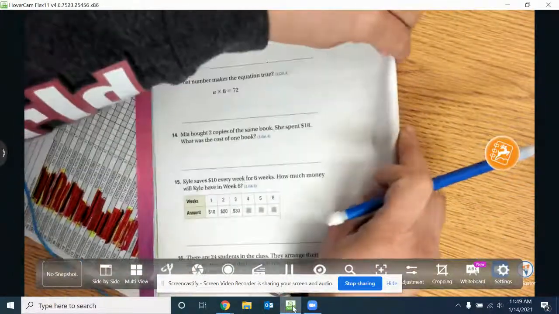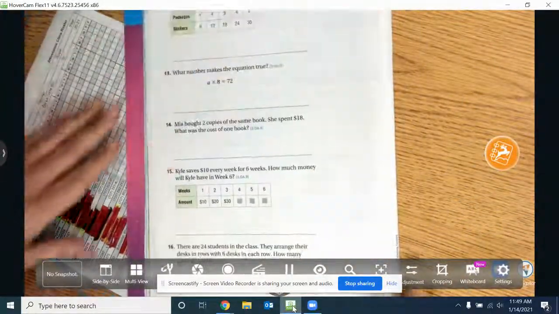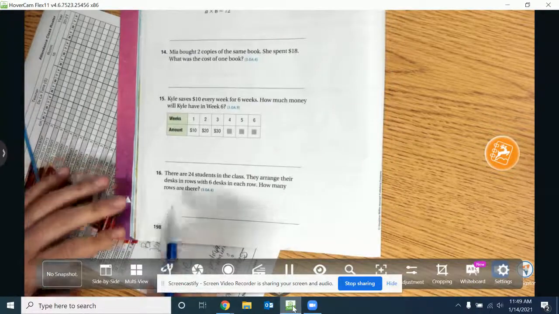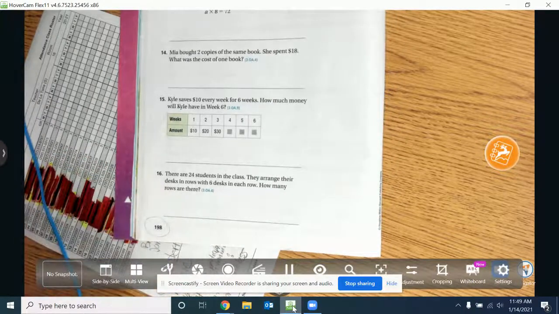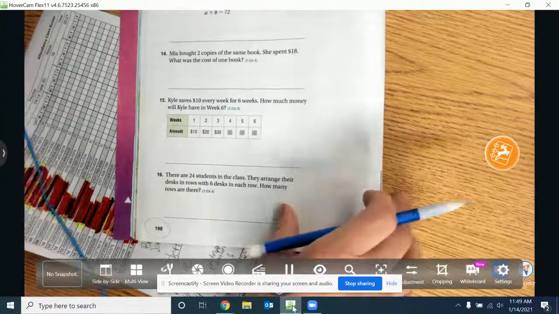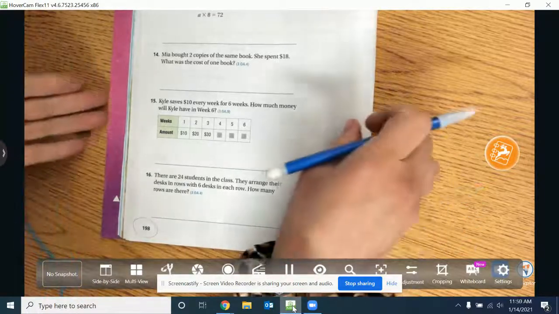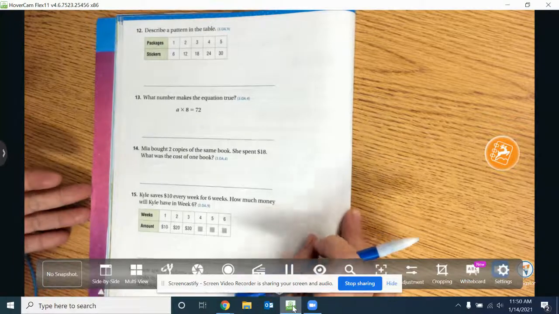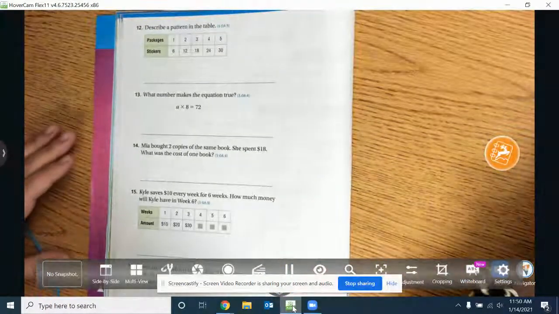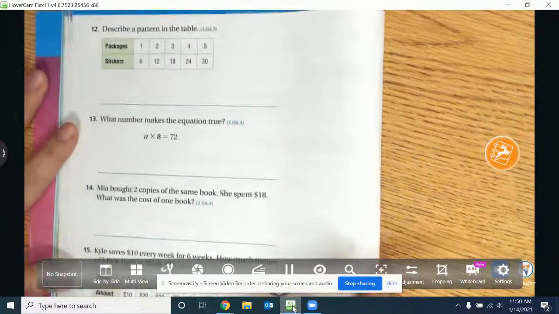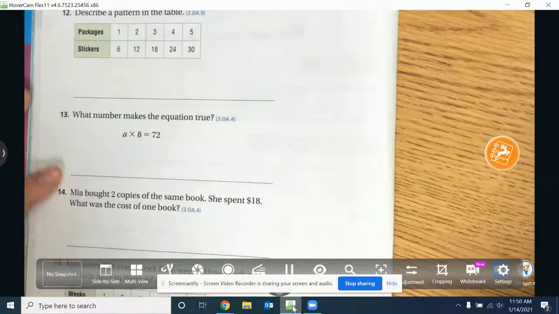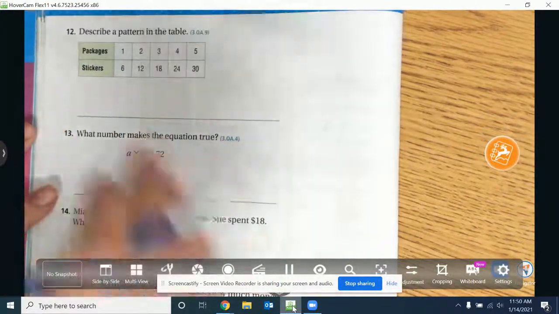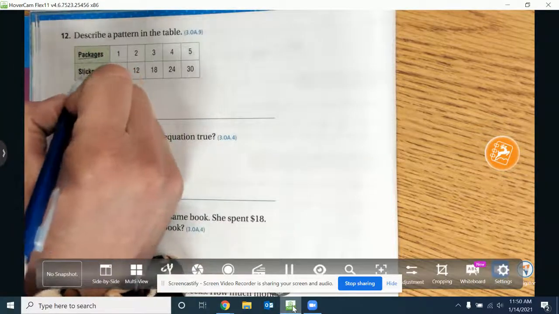Now, for the lesson today, we are going to be working on the back page of this test. So we're going to do this together, page 198. And this lesson is in English, and I will keep going in English. Make sure you have your books open to this page, 198. Problem number 12. Describe a pattern in the table. So let's see what this is about. There are packages and there are stickers.